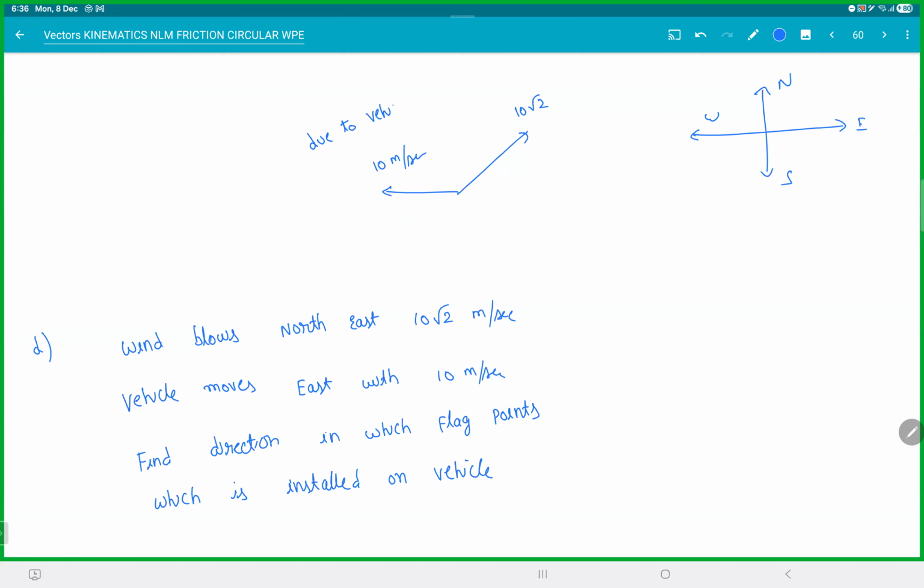This is due to the vehicle. This is due to the wind, and that's it. And then take the resultant of these two. You can clearly see the horizontal components cancel. This will be the vertical component. So north.